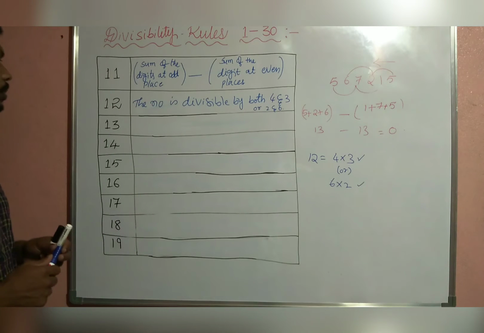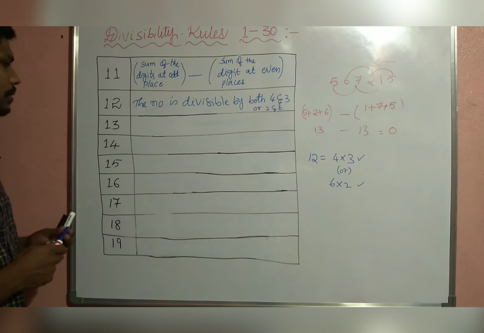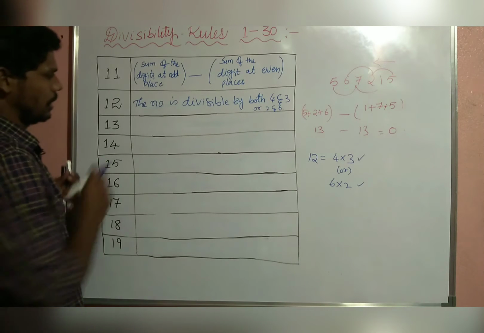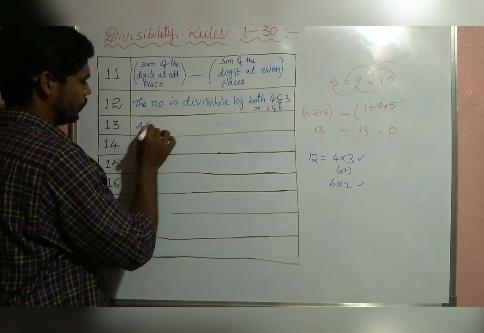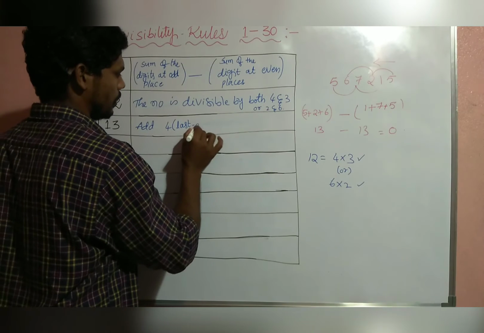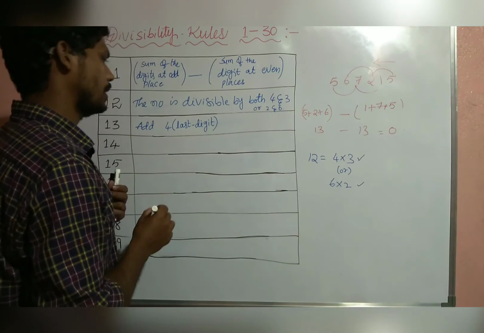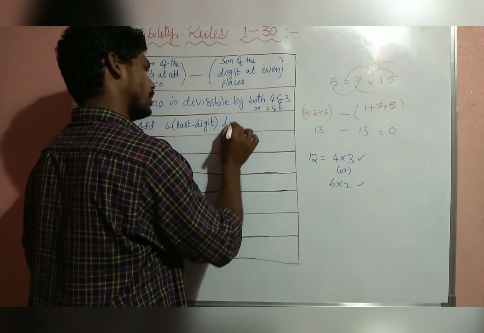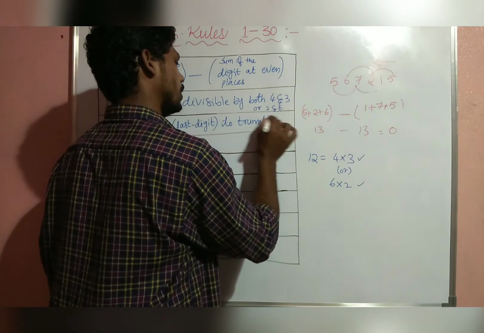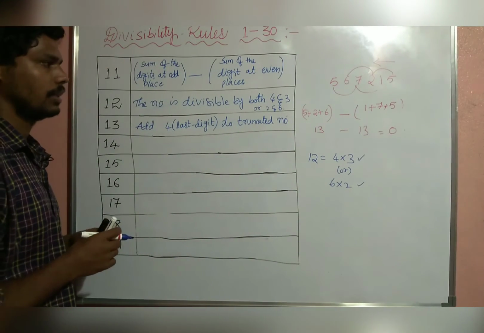Now coming to the 13th divisibility rule, of 13: add 4 times the last digit to the truncated number, and repeat the same process.